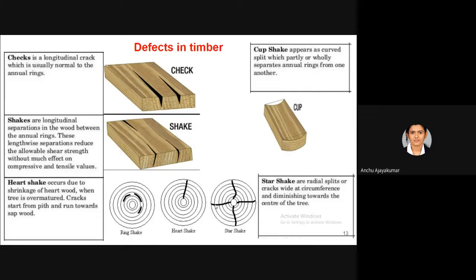Next is cup shake. An appearance of a curved split which partially or wholly separates annual rings from one another. So these annual rings are deformed from their original state. That is another defect in timber. And the last defect is star shake, or radial splits or cracks with arc circumferences and diminishing towards the center of the tree. These are star shakes.